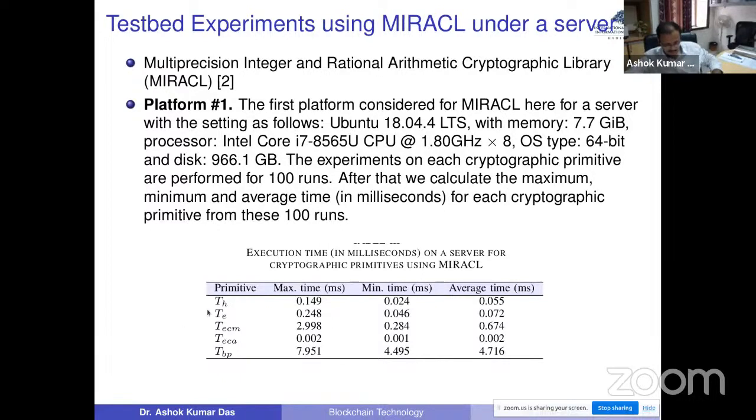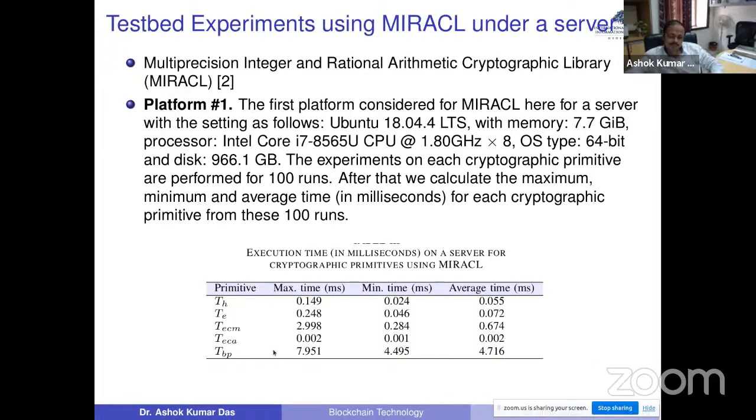So if you look, bilinear pairing is very costly because it requires so much time, whereas hash functions are efficient, and elliptic curve point multiplications are more costly than elliptic curve additions.